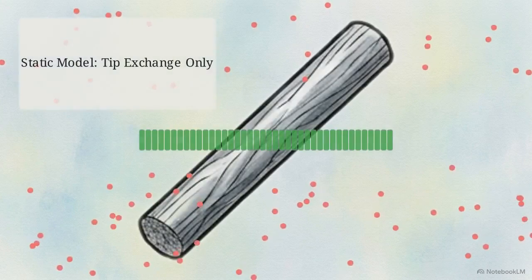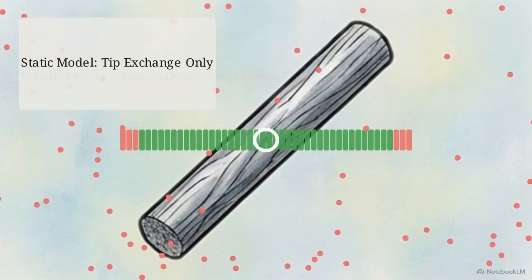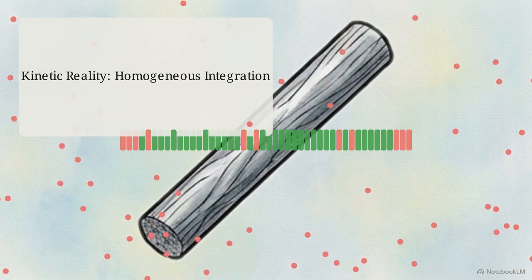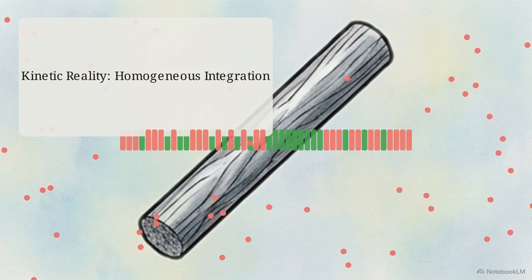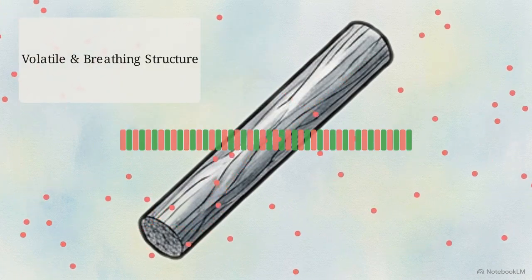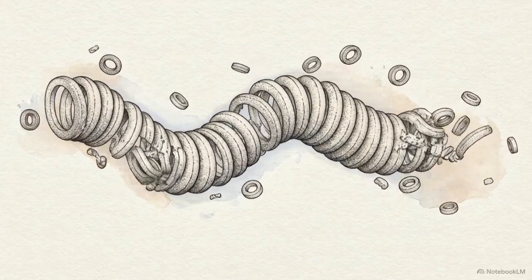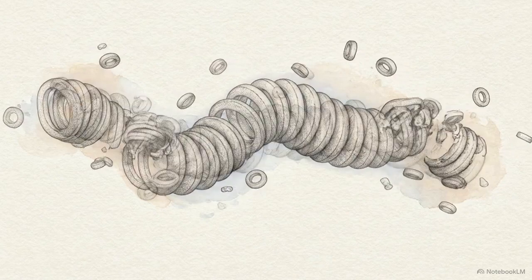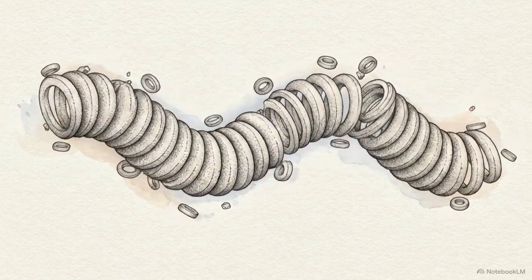If the static assumption were correct, red monomers would only appear at the tips. Instead, the STORM data revealed homogeneous integration. It definitively proved that exchange takes place across the entire backbone simultaneously. The whole structure is volatile. Supramolecular polymers must now be understood as breathing, dynamic entities capable of instantaneous structural reaction rather than static, unbreakable wires.